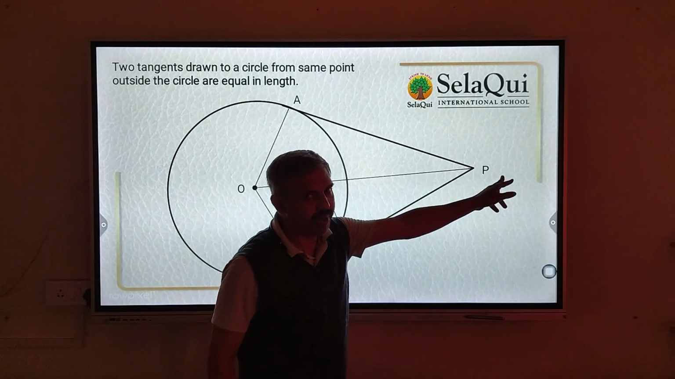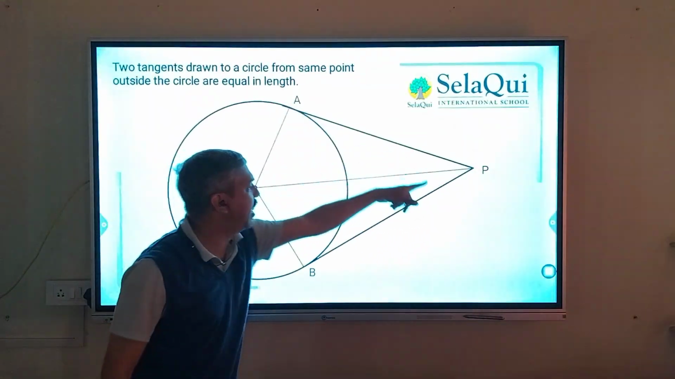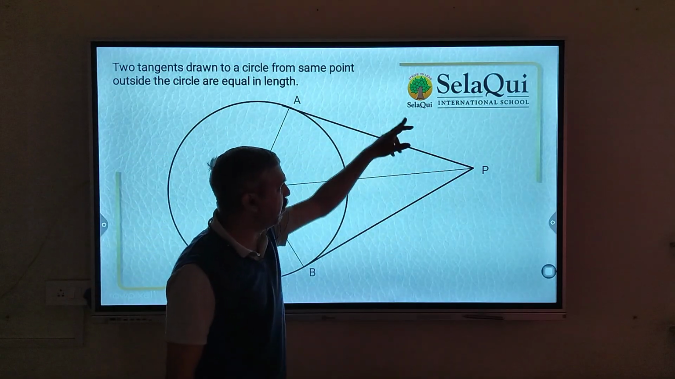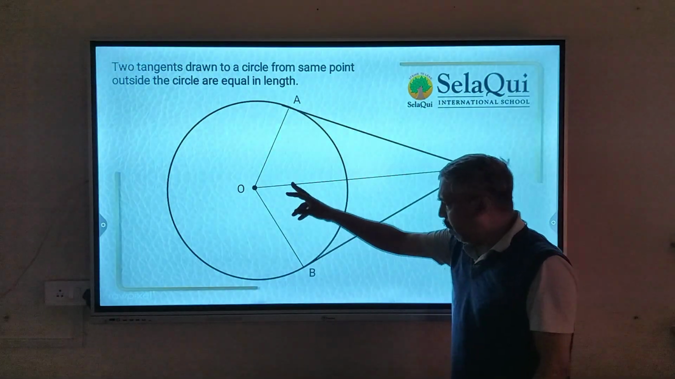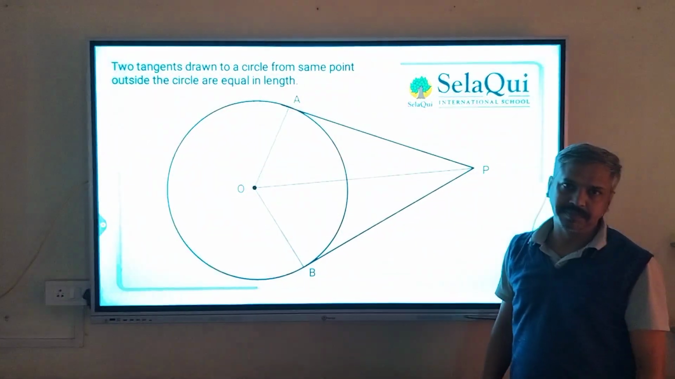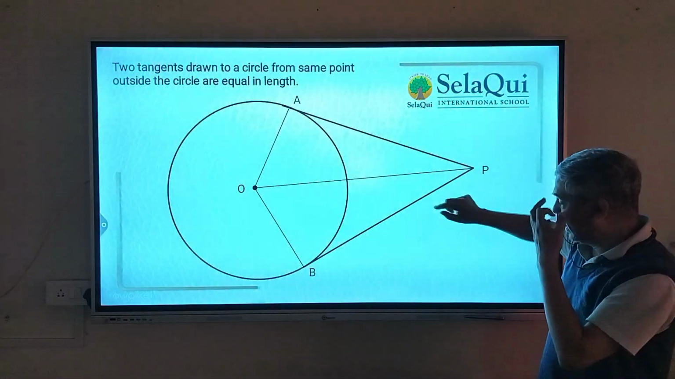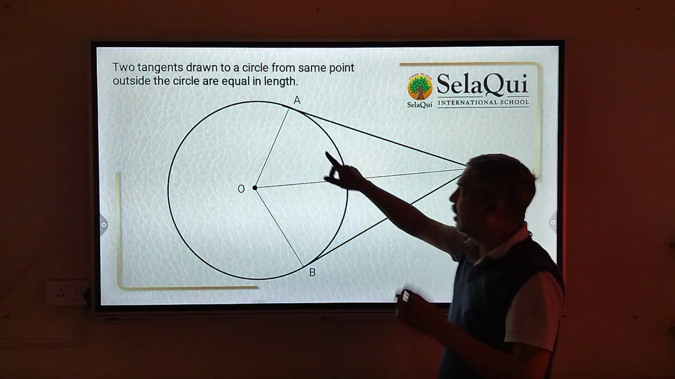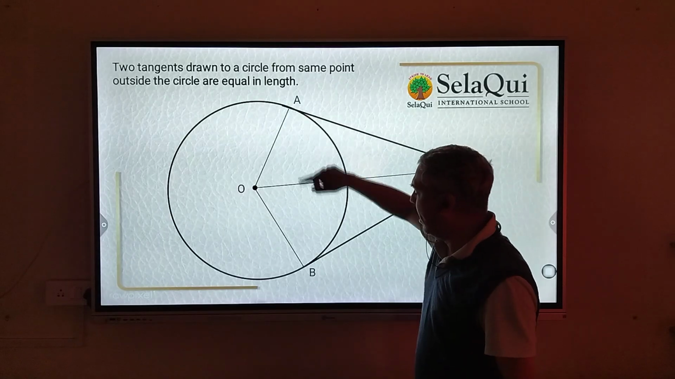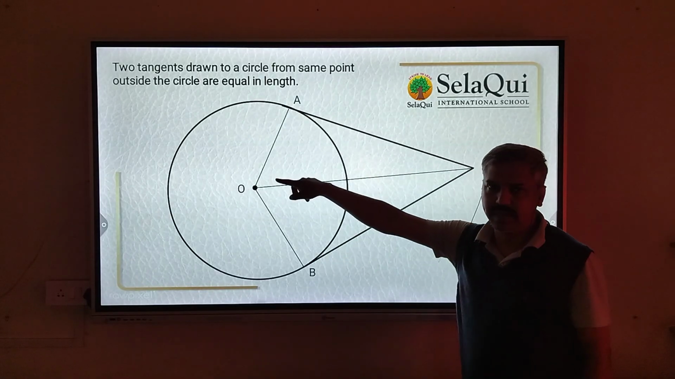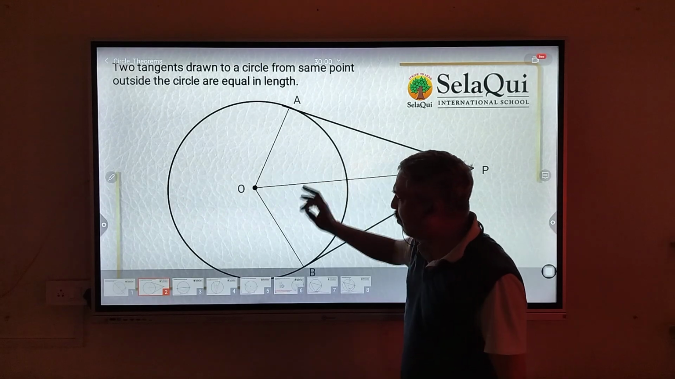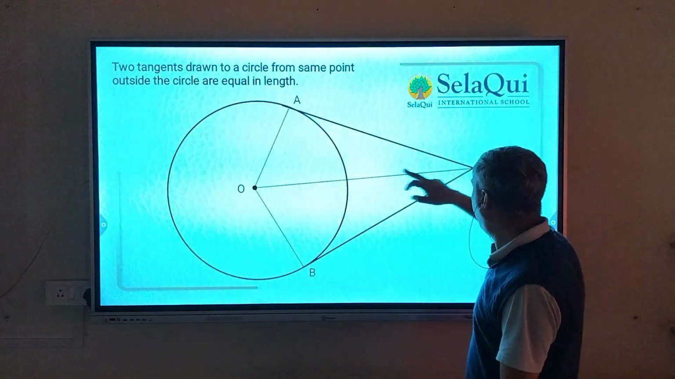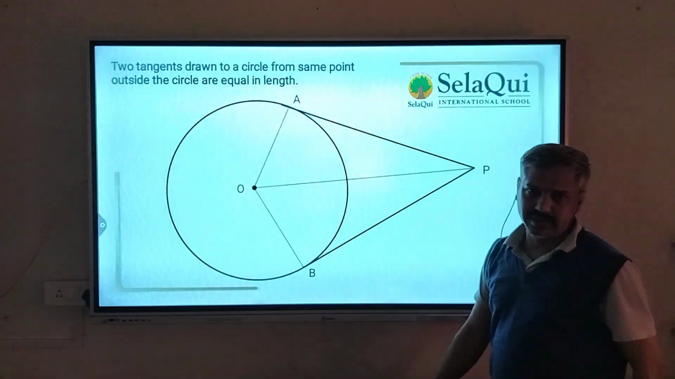Our theorem is saying that the two tangents drawn to a circle from the same point outside the circle, same point, and we are drawing two tangents, PA and PB, then their lengths are equal. So PA must be equal to PB, is what this theorem is showing. PA is equal to PB. Is it really equal? We can very easily check that. We can check this triangle AOP and BOP.